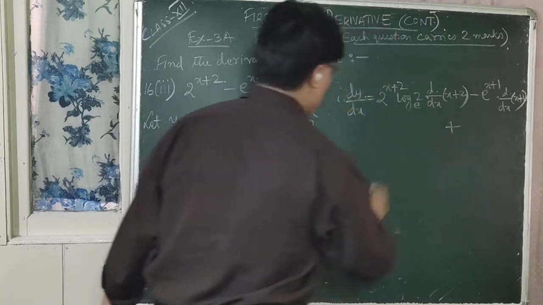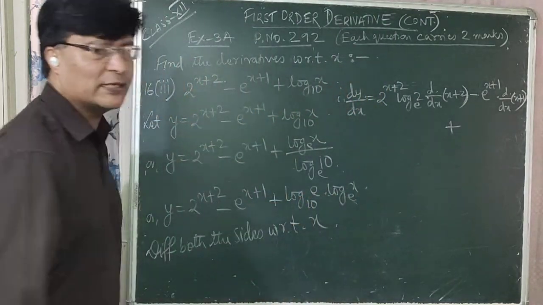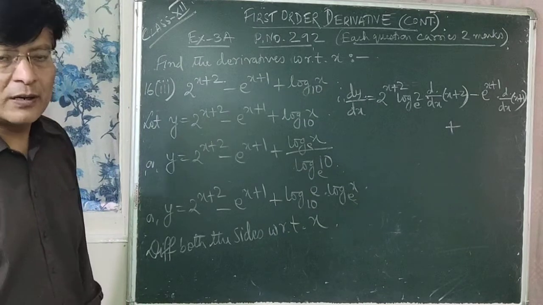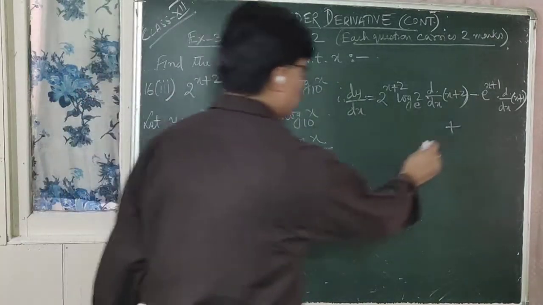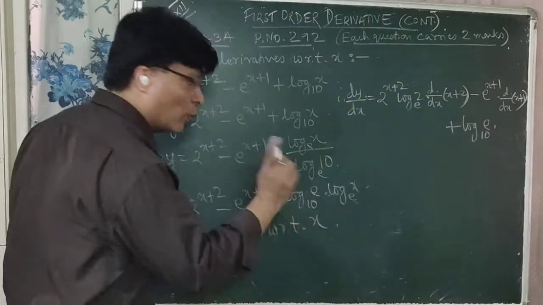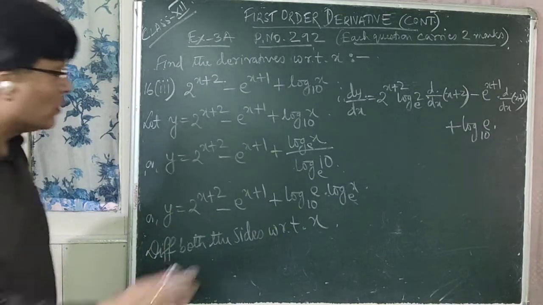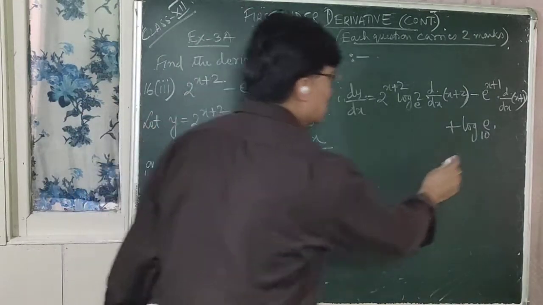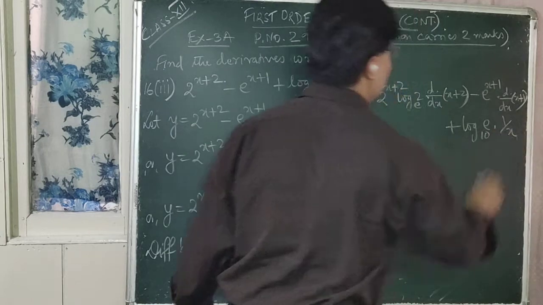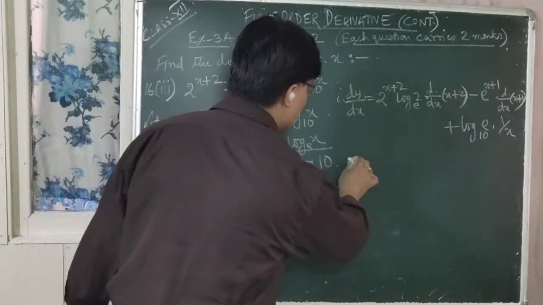Plus, you know that among these two, log e base 10 and log x base e, log e base 10 is constant. You can write it before d by dx, that is differentiation, right? That is log e base 10 remains same into, what is d by dx of log x base e? You have to differentiate the variable only. What is the differentiation of log x base e? It is what? 1 upon x. Is it clear now? So let us simplify it.